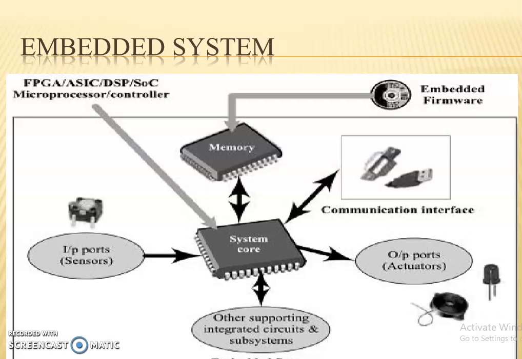Memory in the embedded system stores the main program, and RAM stores the program variables and temporary data. Memory is another important part of the embedded system. It is divided into RAM and ROM. RAM is random access memory and ROM is read-only memory.